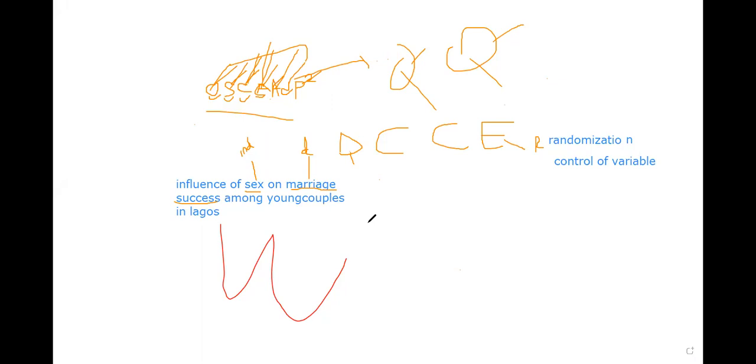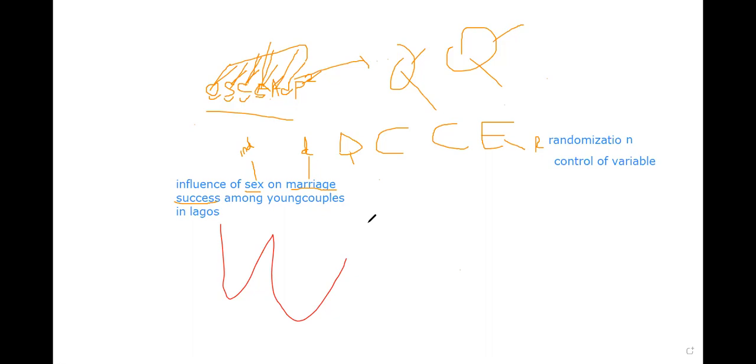The real variables here are sex and marriage success. Is it the influence of sex on marriage success? So it's the sex that is influencing the marriage success. It's sex that tells to what extent the marriage is successful. So the one that pushes or causes the reaction is the independent variable, and the one that reacts or changes is the dependent variable.